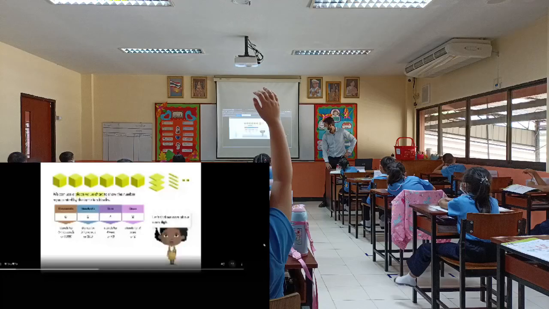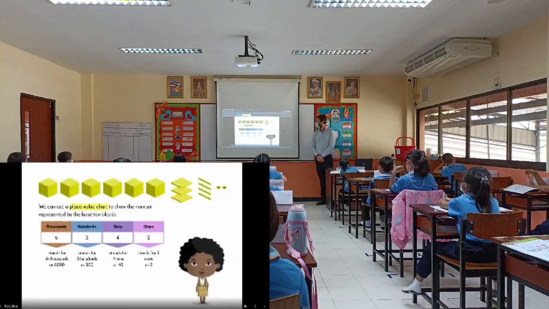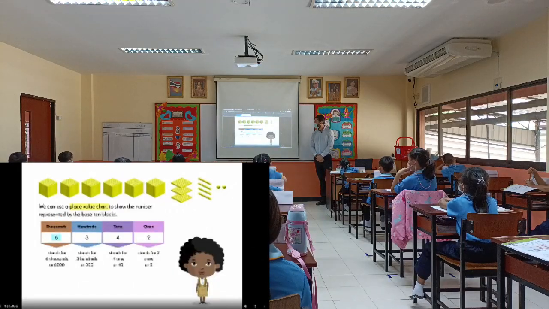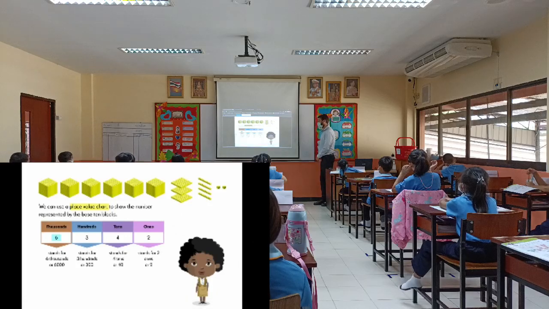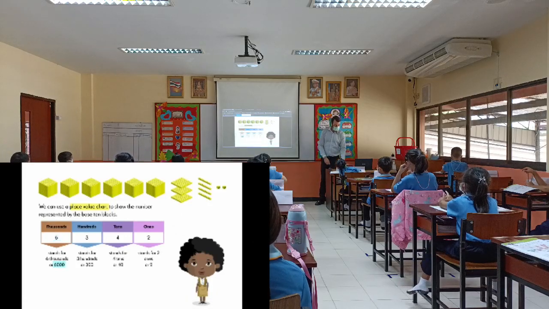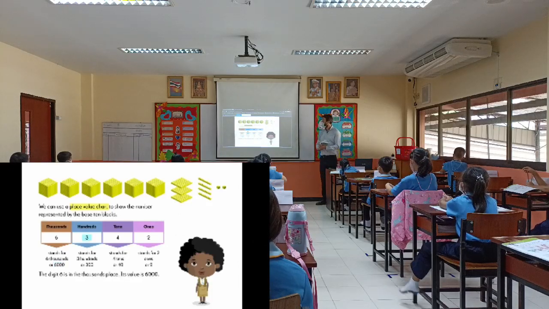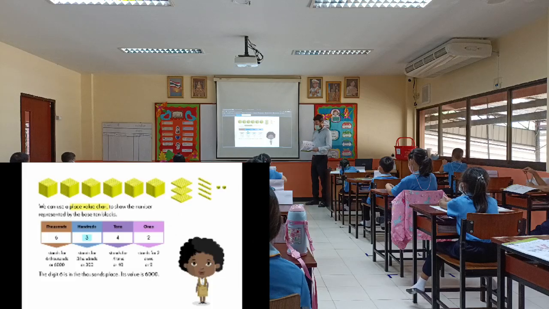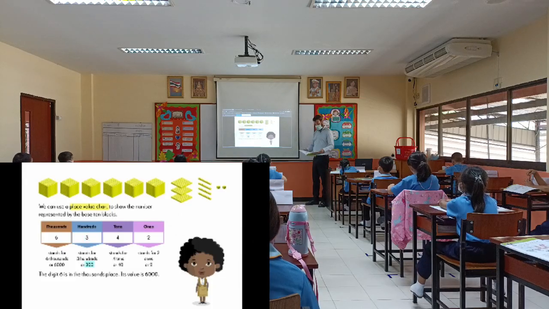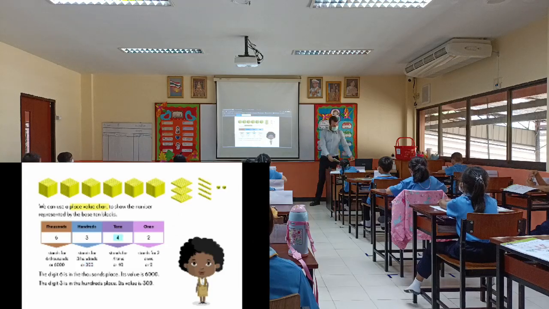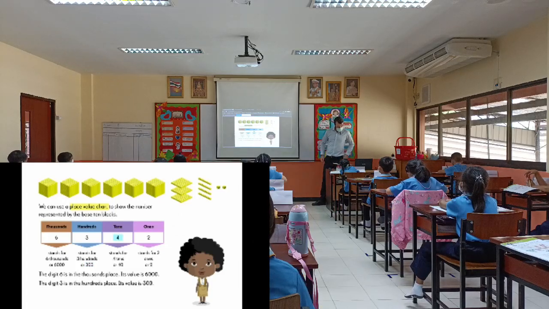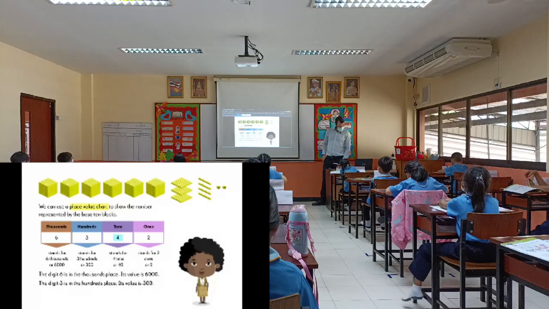Let's find out more about each digit. The digit 6 is in the thousands place. Its value is 6,000. The digit 3 is in the hundreds place. Its value is 300. The digit 4 is in the tens place. Its value is 40.